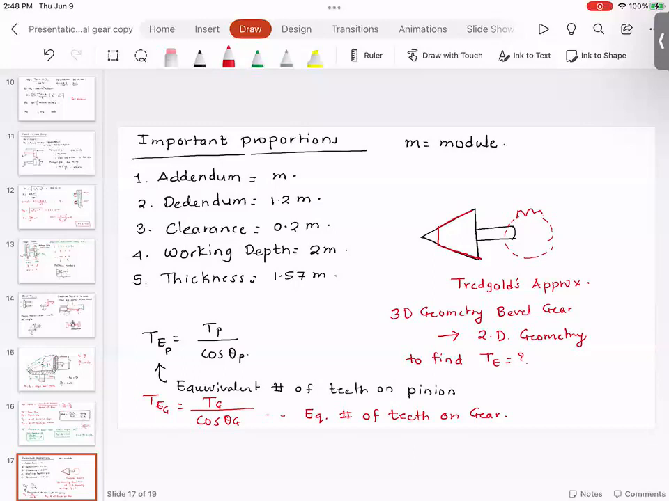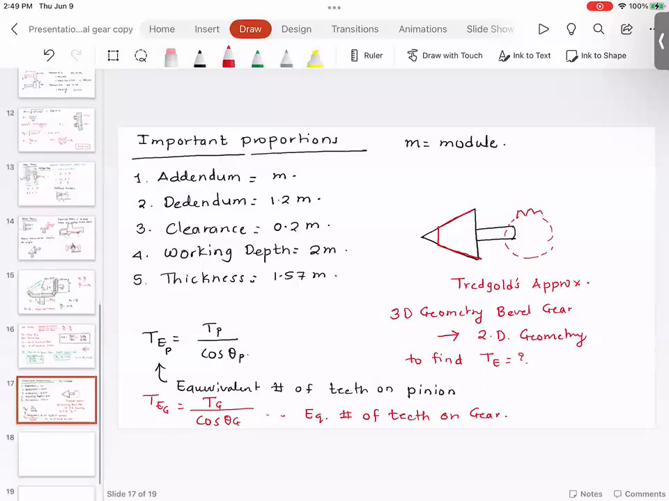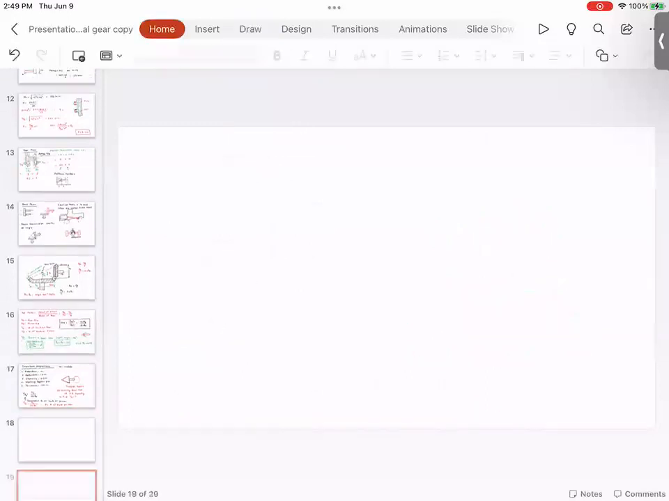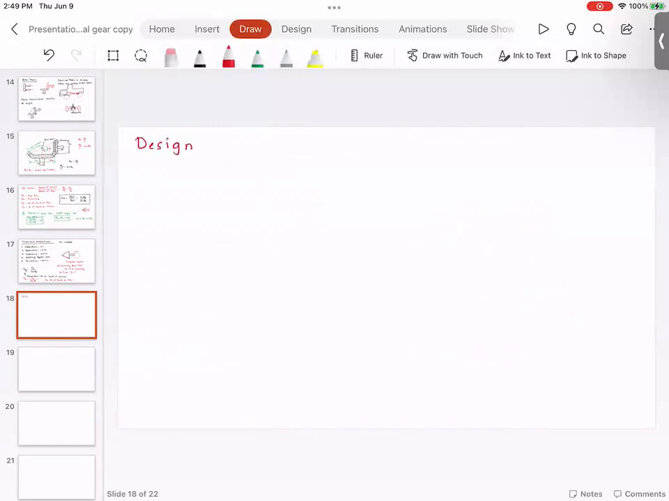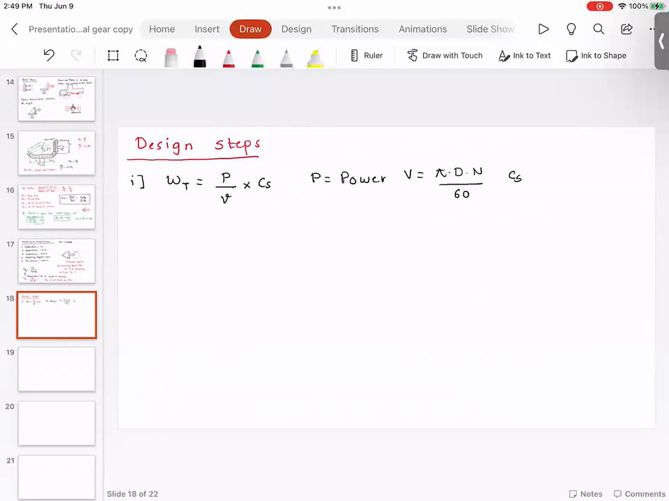So design steps are similar to the spur gear and helical gear design. What I'm going to do is give you the design recipe, and then we will follow the recipe and solve a few problems. So what are the design steps? First, we have to find out WT is P divided by V multiplied by CS, where P is the power, V is the pitch line velocity, pi dn by 60, and CS is the service factor.